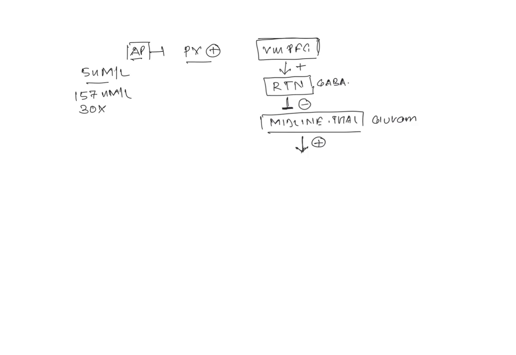So the midline thalamic nucleus will stimulate the hippocampus. Hippocampus also has pyramidal neurons. The cellular architecture of the hippocampus is very similar to that of the cerebral cortex, except the cerebral cortex is 6-layered and the hippocampus is 3-layered. All right. So when the hippocampus is stimulated, the pyramidal neurons, which are glutaminergic, will stimulate the nucleus accumbens, which is the ventral striatum.